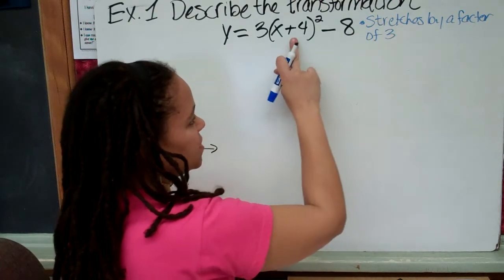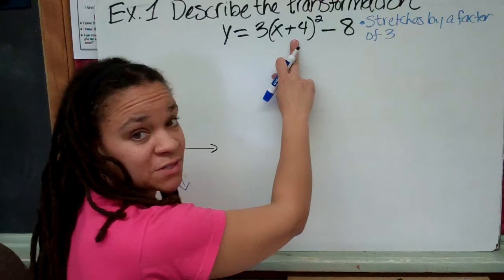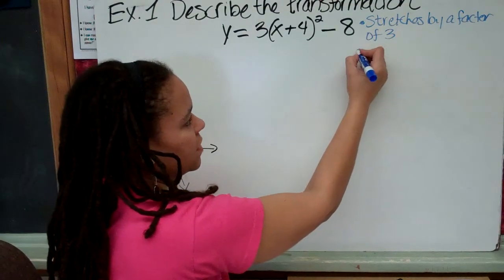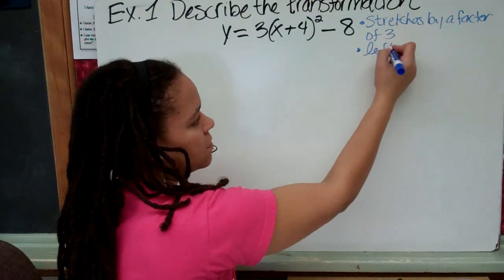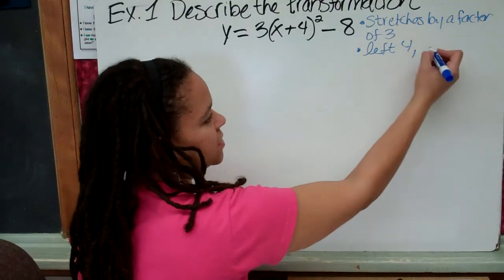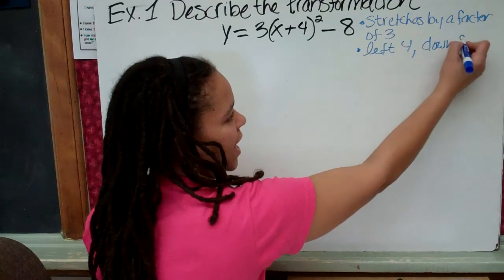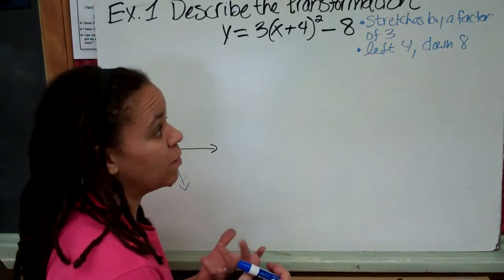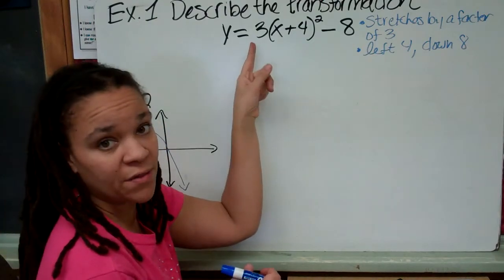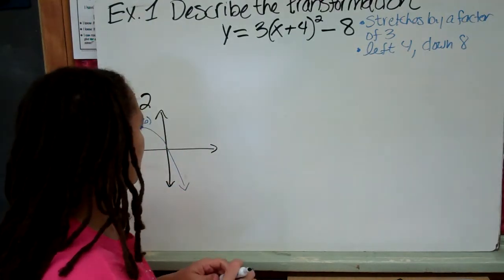That's one thing it does. Left or right? Hopefully you said left. It goes left 4 and it goes down 8. That's how you would describe what happens. The things you're describing are the A, the H, and the K.